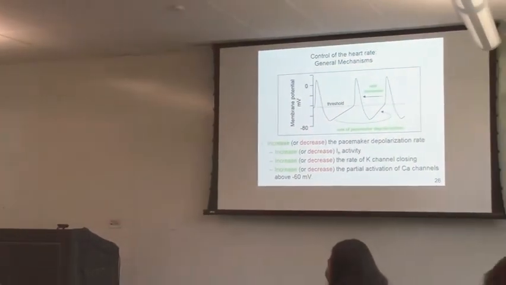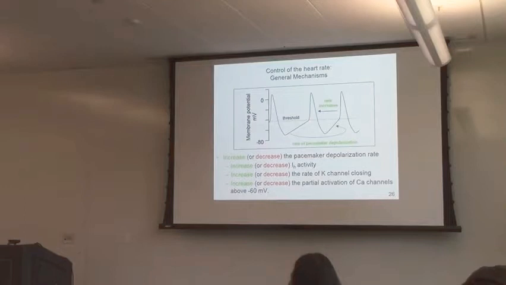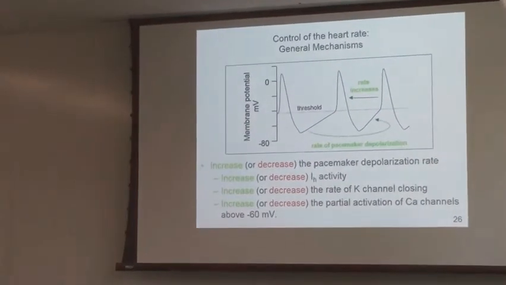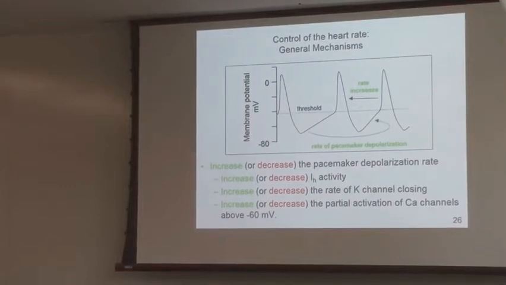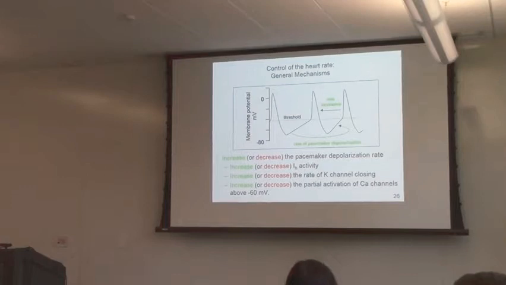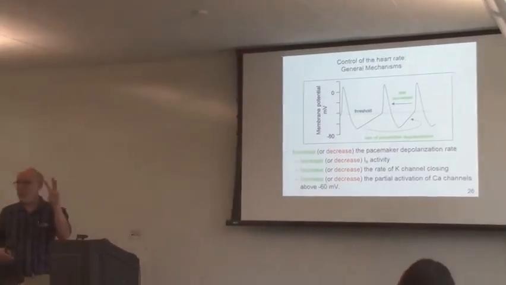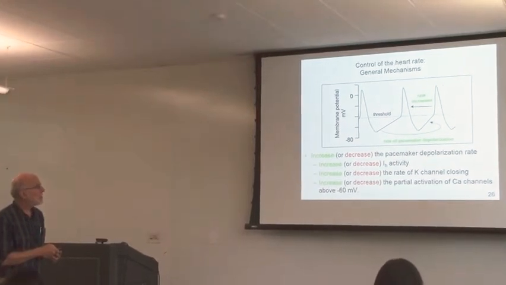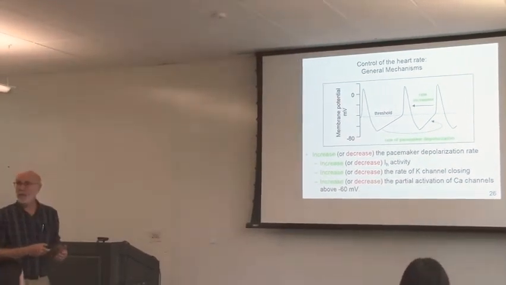Okay, so here's the pacemaker. Here's the pacemaker potential, and then it reaches threshold, and it fires an action potential. So how can we change the rate of the heart? Well, there are three ways. We're going to see three slides. We can see the rate of the pacemaker depolarization increasing, right?